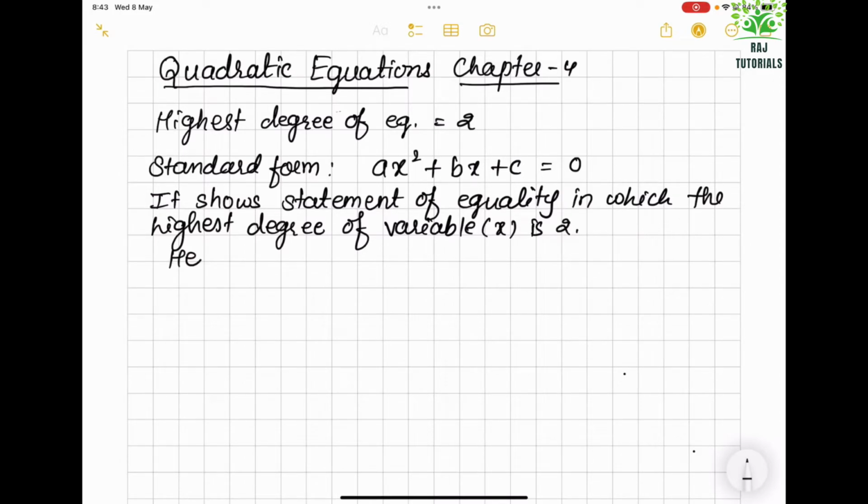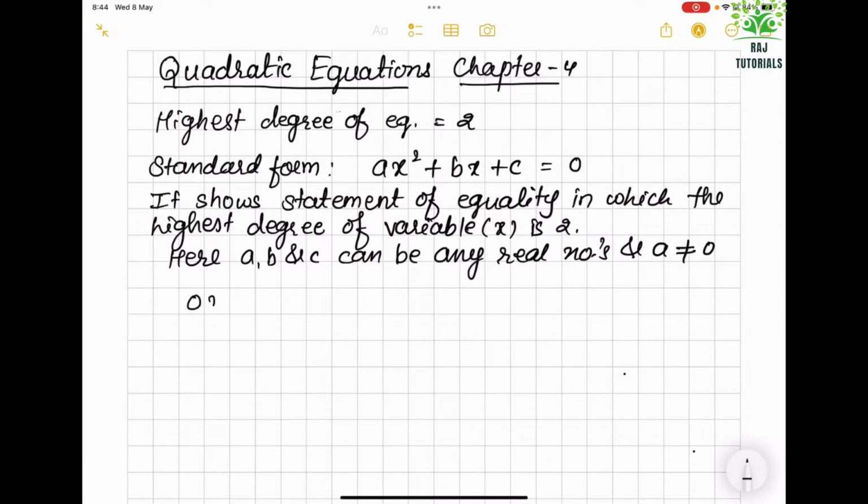Here a, b and c can be any real number and a should not be equal to 0. See, the reason for that is if a is equal to 0, the equation becomes 0x square plus, let me say, 3x minus 5 equal to 0. So this whole term becomes 0 and then it will be a linear equation. That's why a can't be 0.